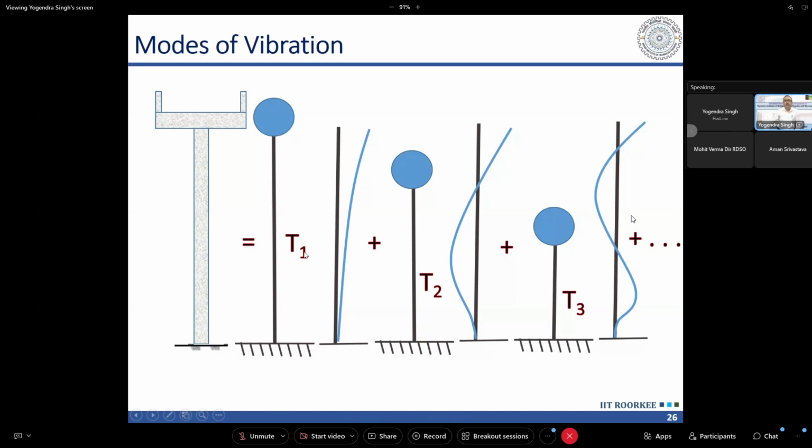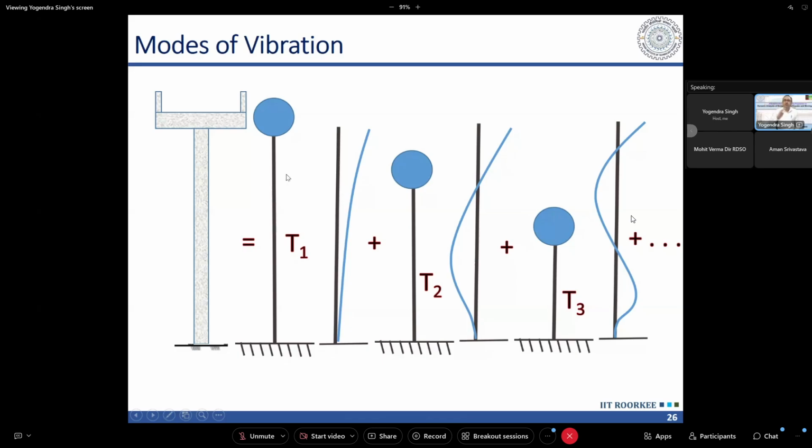We can see here that these modes are arranged in order of increasing frequency. The lowest frequency we assign the first mode. So the first mode corresponds to the lowest frequency, and as the mode number increases, the frequency increases. The fundamental mode has the lowest frequency and has the longest period. That's why I have represented it by the tallest single degree of freedom system, which will have the longest period.